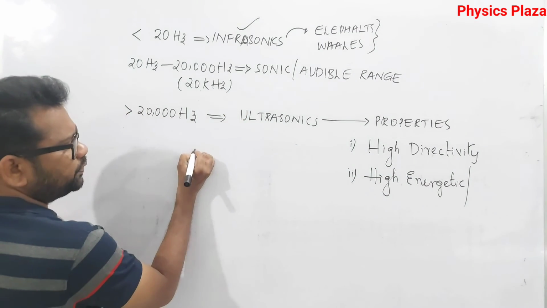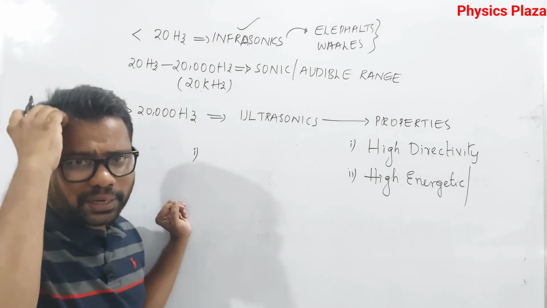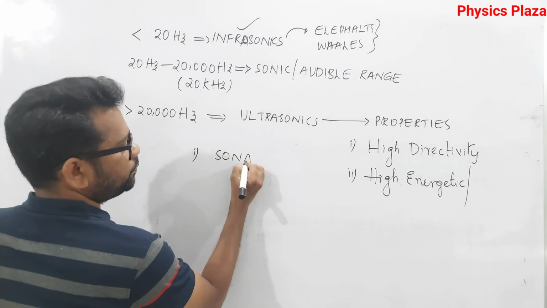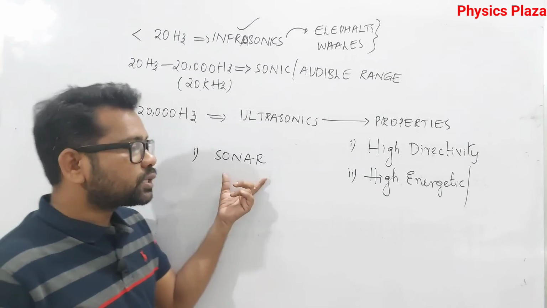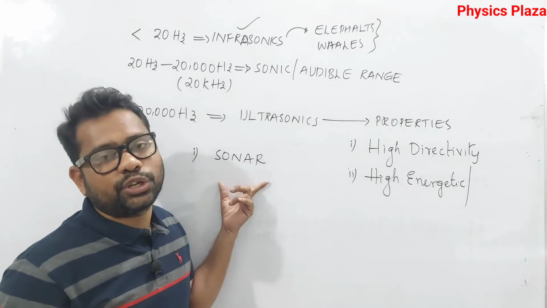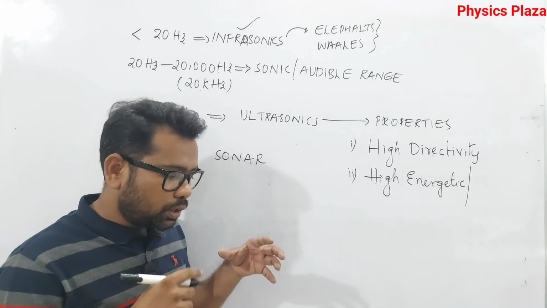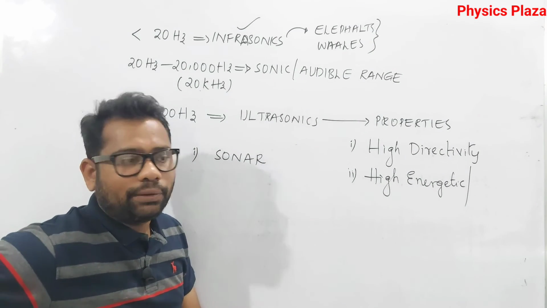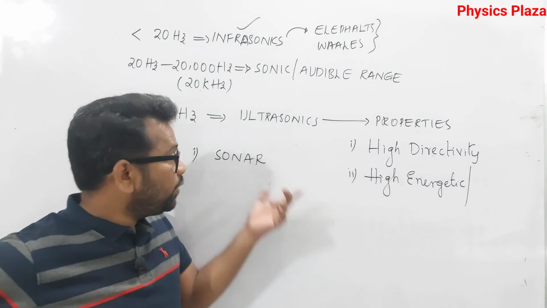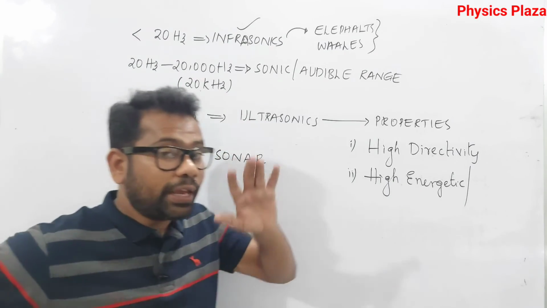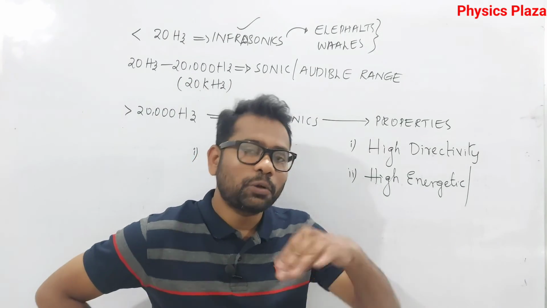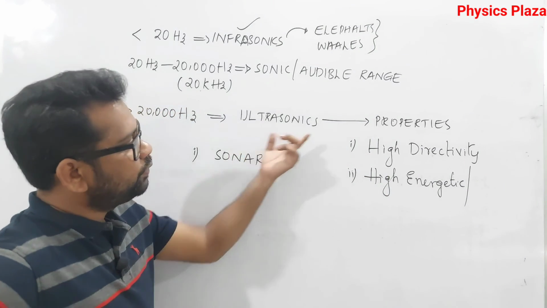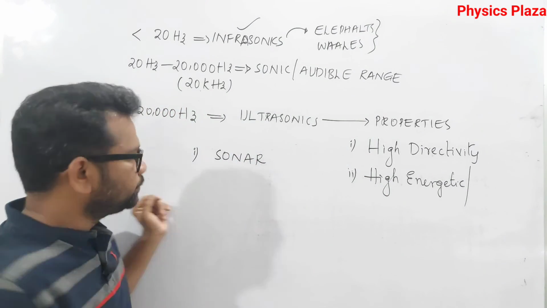The first application, the exam may ask you to write the applications of ultrasonics, children. The first one is that we can use it in sonar. What is sonar, children? Sound navigation and ranging. It is a method to find the depth of an object under the water, even the depth of the sea. Of course, the echo concept is involved, which we will discuss in 10th class. Just remember now, in sonar we can use ultrasonics.